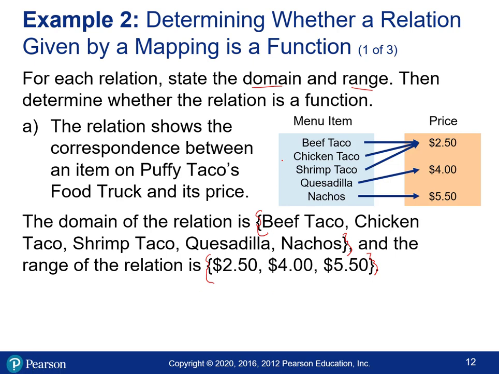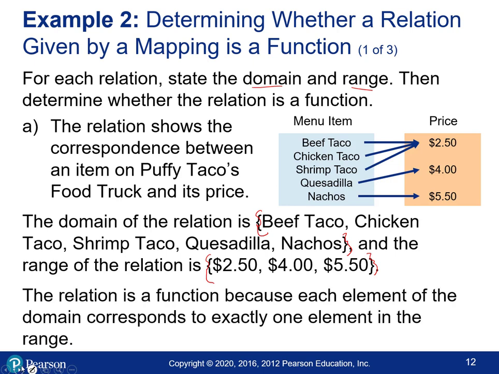Notice that even though there's 5 inputs, there's only 3 outputs because all of the tacos cost the same price. This is, in fact, a function. It is perfectly fine that one beef taco costs the same price as one chicken taco and one shrimp taco. This is still functioning properly. So even though 3 items in the domain correspond to the same price in the range, that's still a function. It breaks down if the opposite happens. If a beef taco costs 2 different prices, that would not be a function.